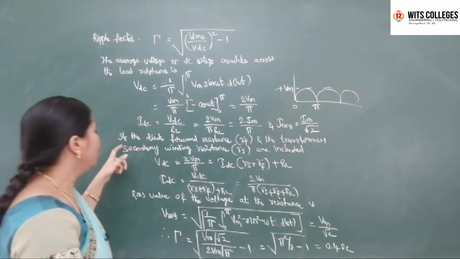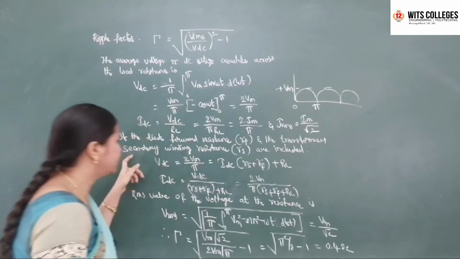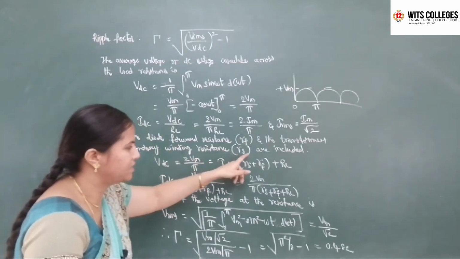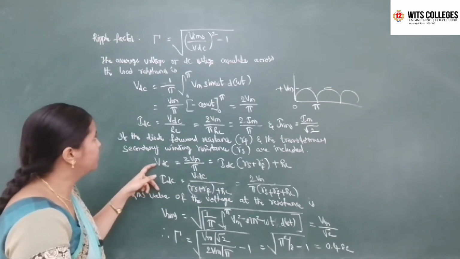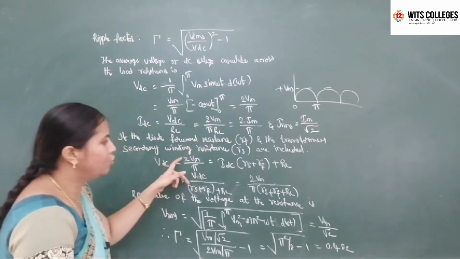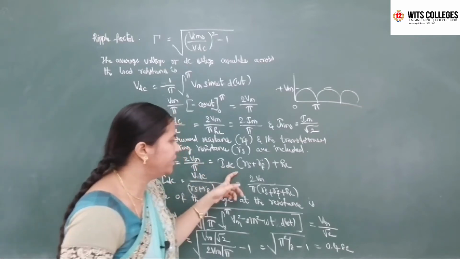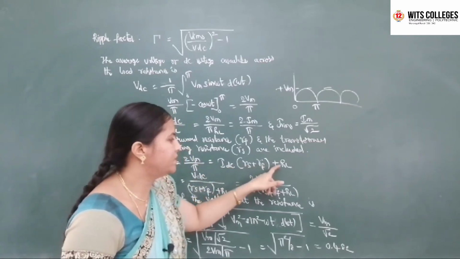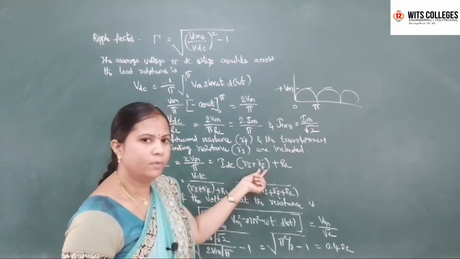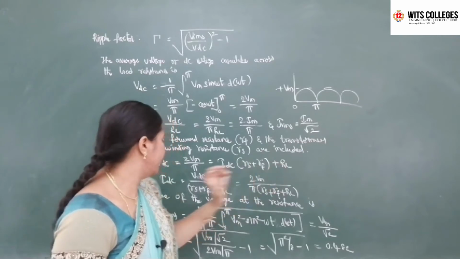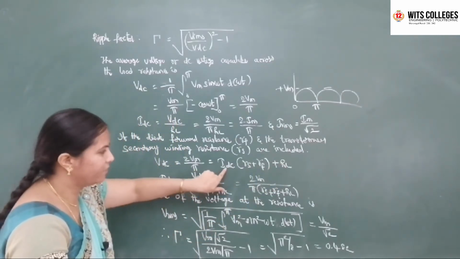Okay? So if the diode forward resistance RF and the transformer secondary winding resistance RS are included, we can write down the equation of VDC. VDC is equal to 2Vm by pi, which equals IDC into (RS plus RF plus RL). RS is the series resistance, RF is the forward resistance, plus RL. So this is VDC.